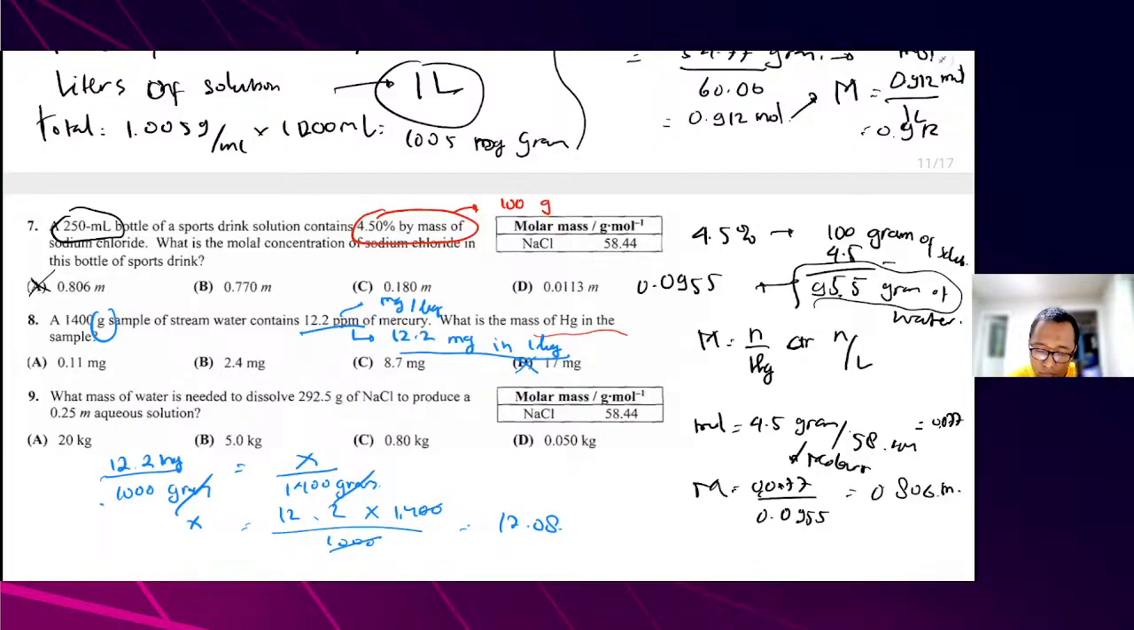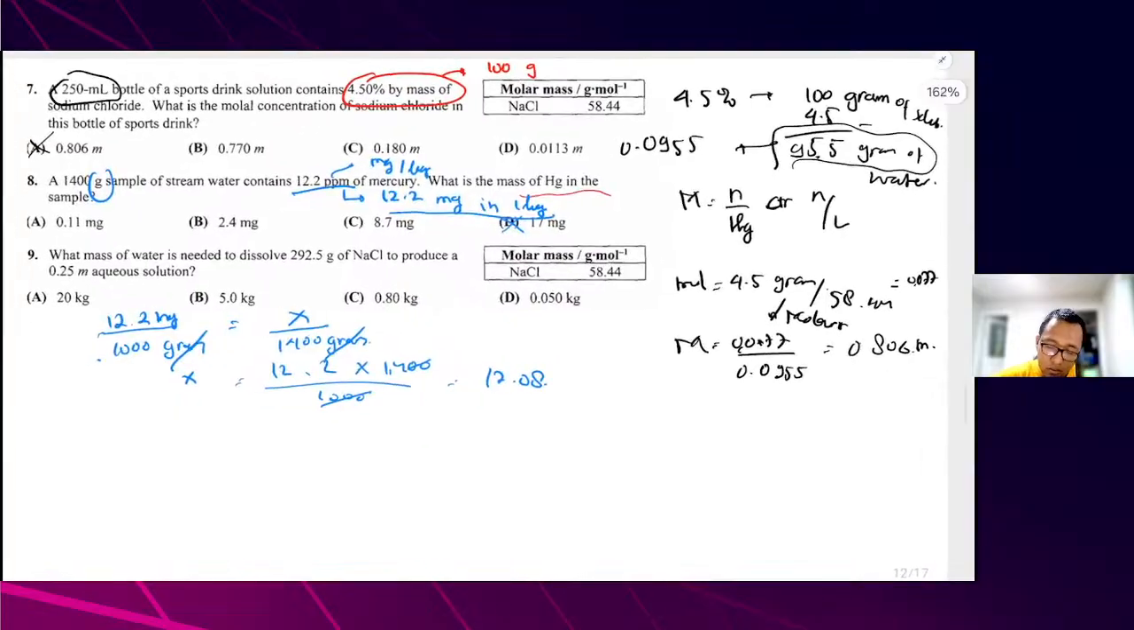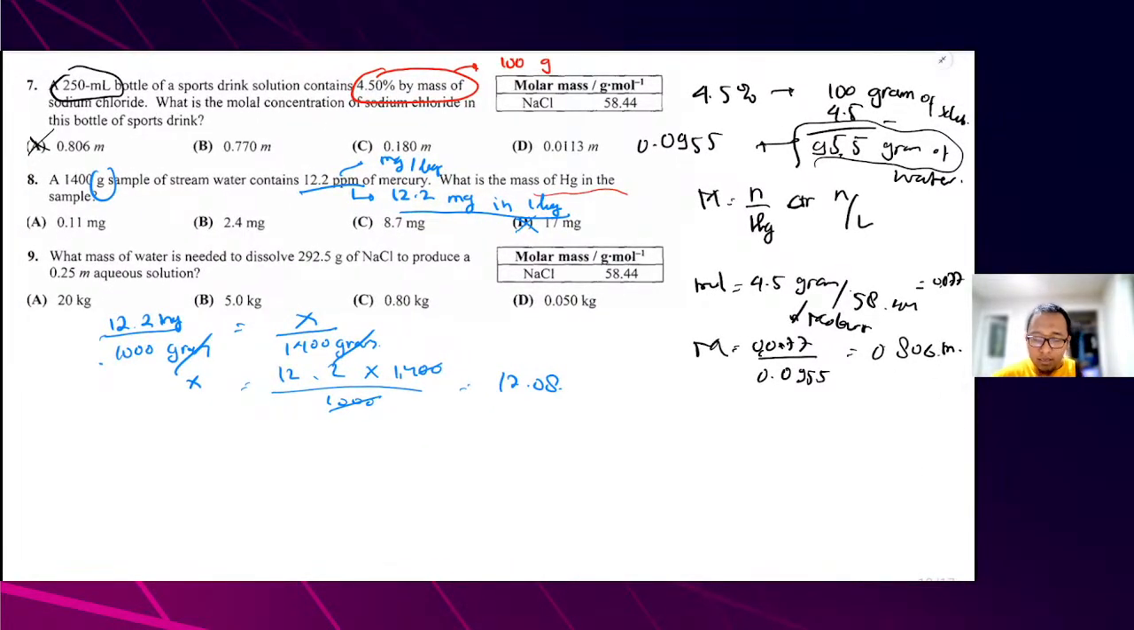All right, so what mass of water is needed to dissolve 292 gram of NaCl to produce a 0.25 m aqueous solution? The question is, what mass of water is needed to dissolve this one? Okay, you can use the formula like MV and MV, I think, or we can use just the simple equation, I think.